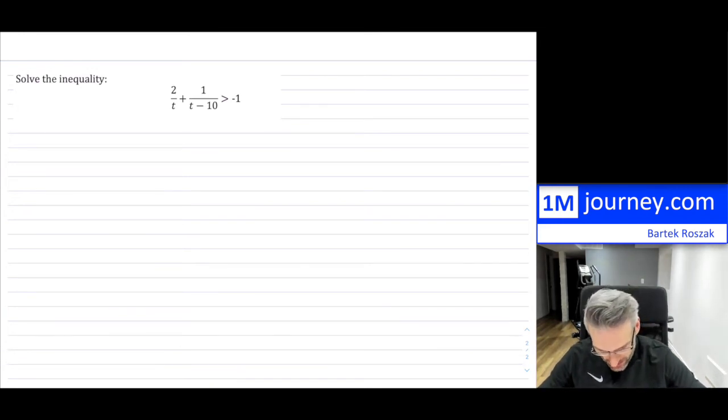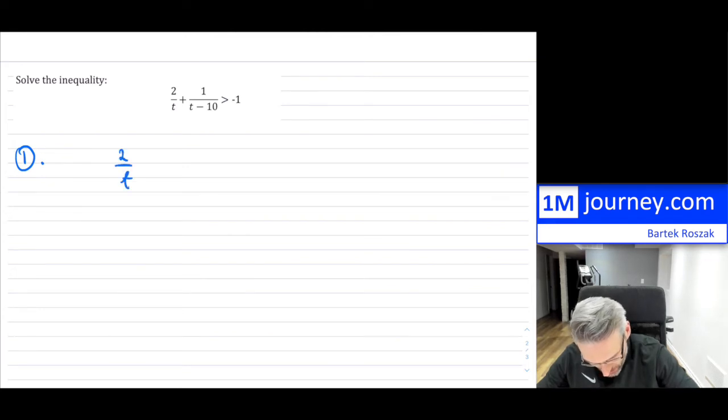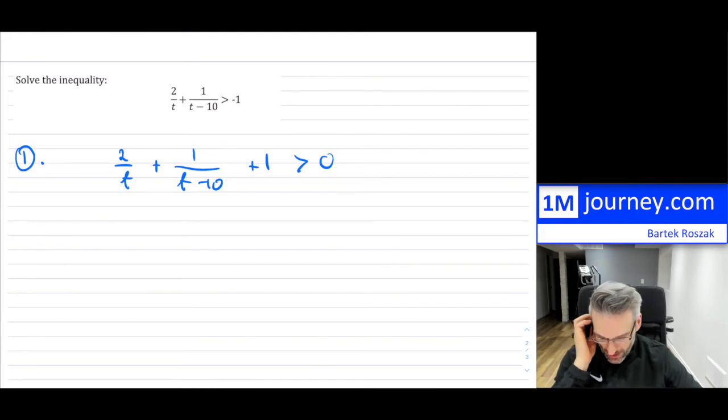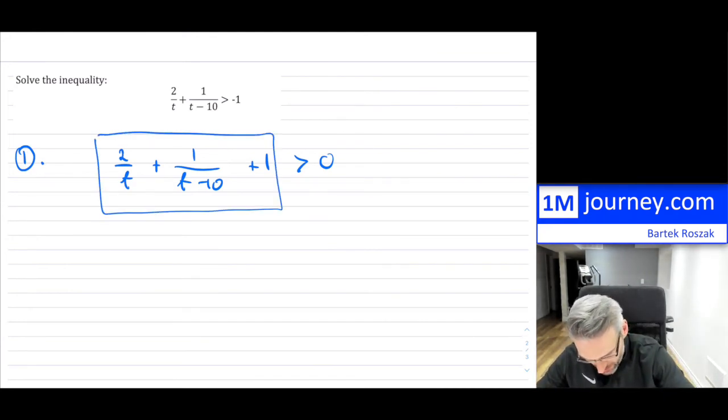So for all of these different inequalities, please remember step number 1 that we want to be able to do is we like to shift everything to one side. So this is what I'll try to do right here. So t minus 10, I guess plus 1 greater than 0. We can simplify, okay, so let's simplify this as much as possible.